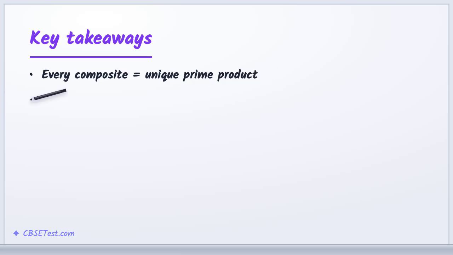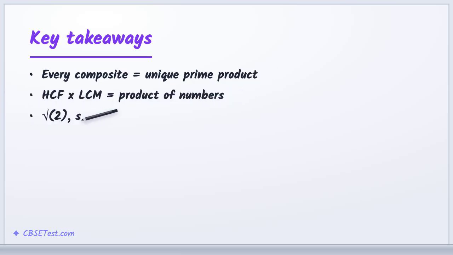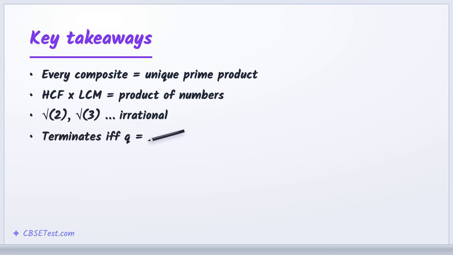To recap, every composite number is a unique product of primes. HCF times LCM equals the product of the numbers. Roots like root 2 are irrational, and a fraction terminates only when its denominator is built from 2's and 5's.